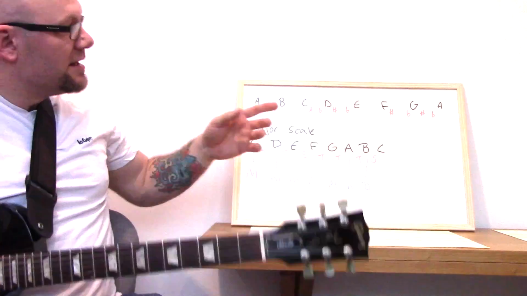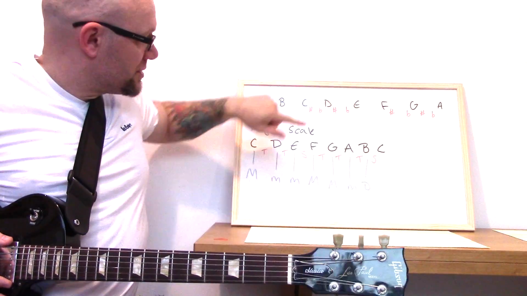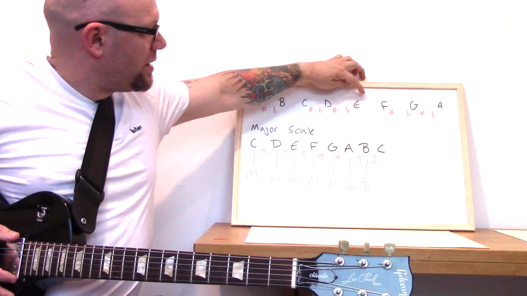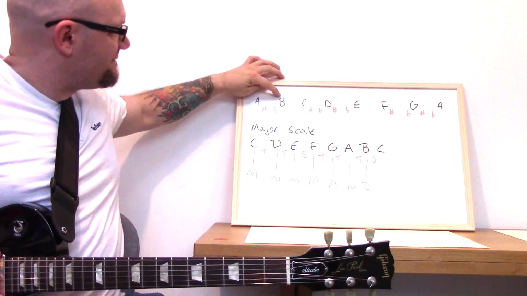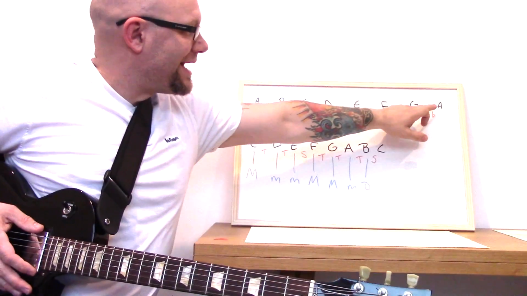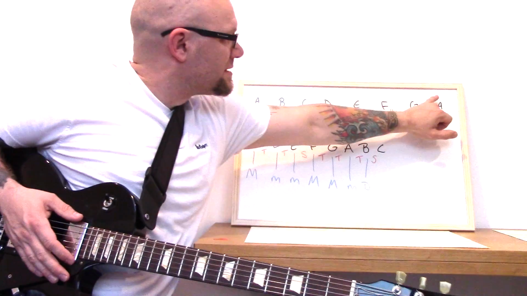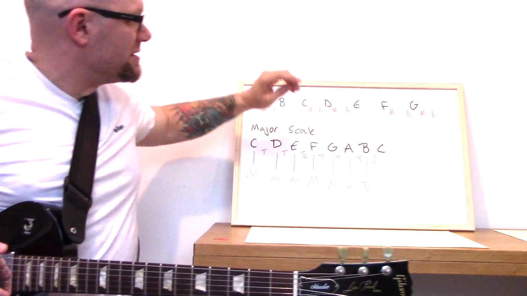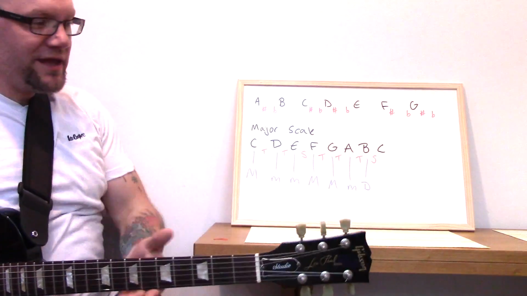D minor, E. So E is 1 because it's an E minor chord. Okay, so E is 1, 2, 3, 4, 5. So E, G, B. I'll skip that A because we've got 2 A's and I only need to use one of those. Right, so 1, 2, 3, 4, 5. So E, G and B.